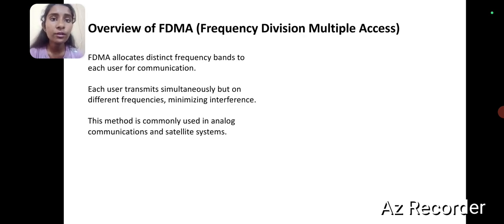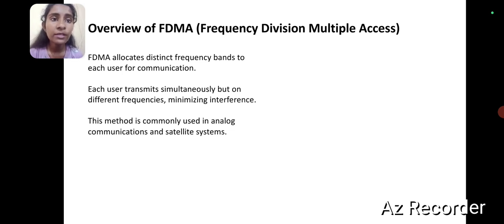Next is overview of FDMA. So after TDMA we have FDMA, which is frequency division multiple access. So what is FDMA? FDMA allocates distinct frequency bands to each user for communication. Each user transmits simultaneously but on different frequencies, minimizing interference. This method is commonly used in analog communications and satellite communications.